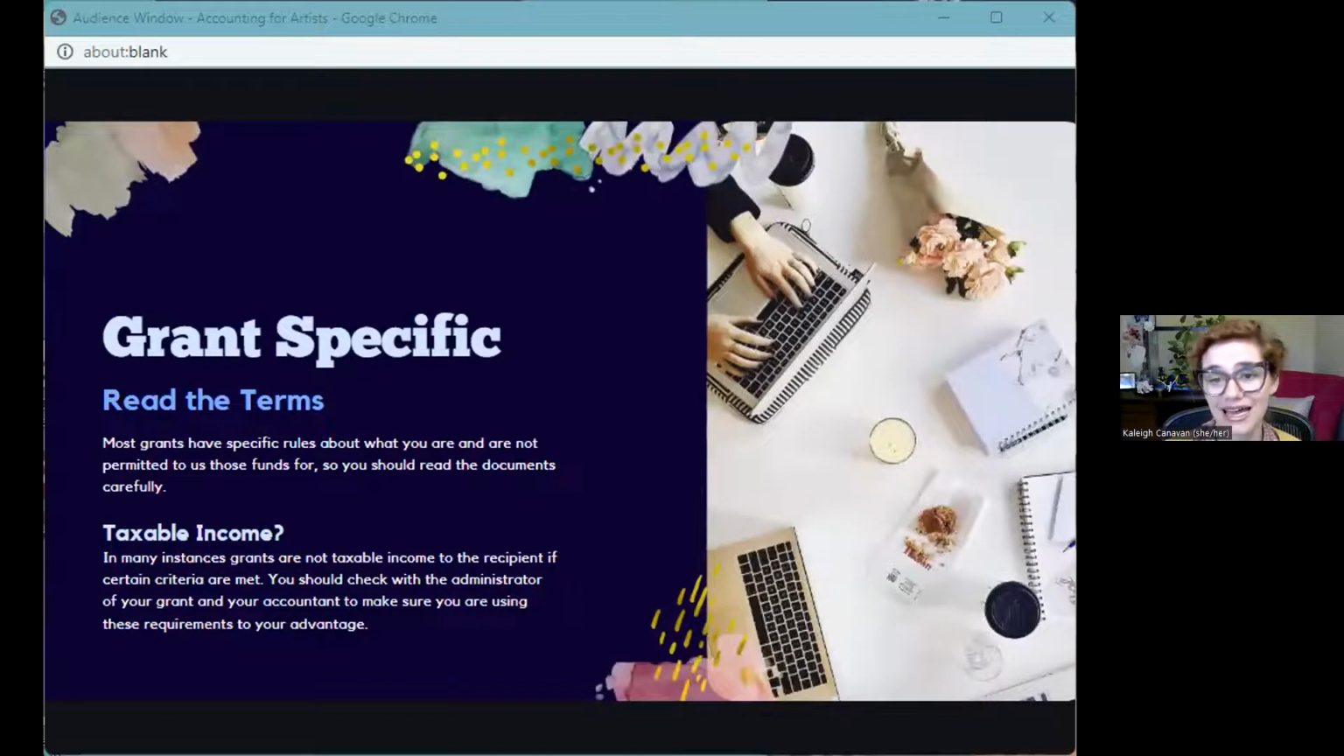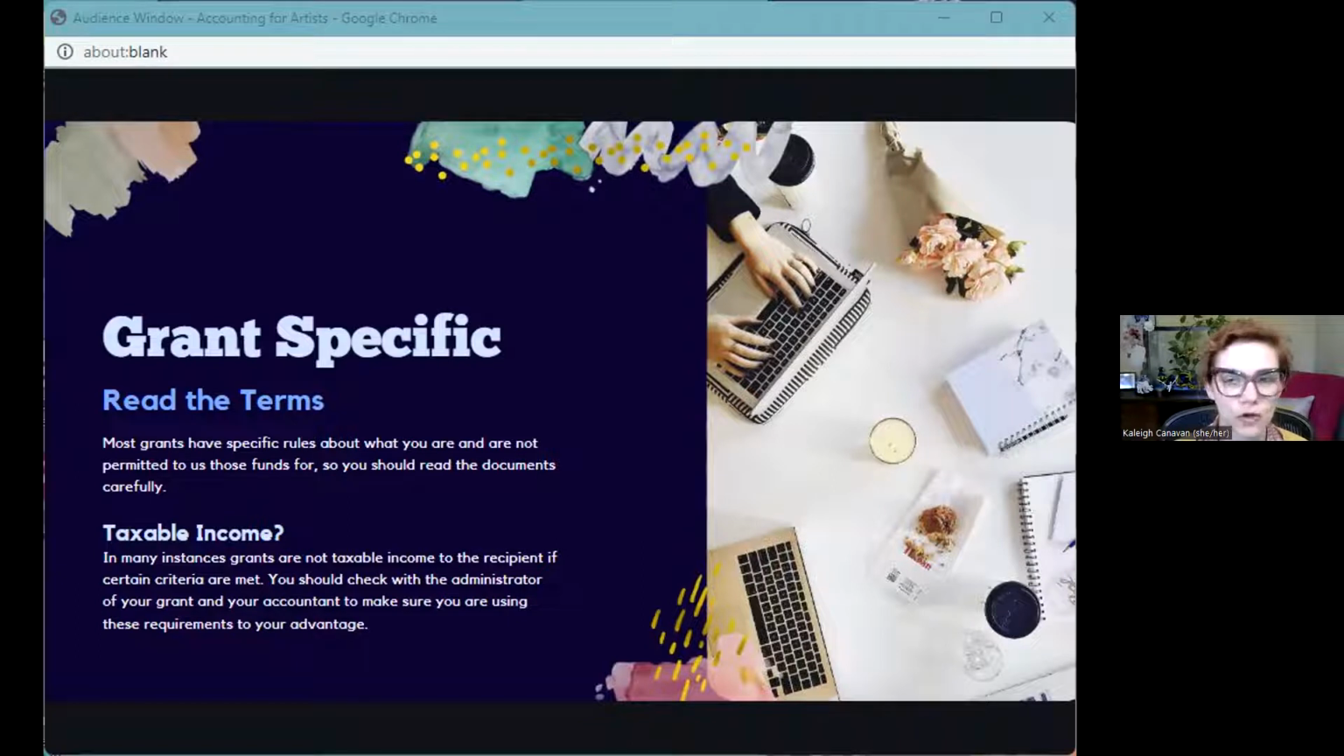Most of the time, there are terms within the grant documents that specify what you are and are not allowed to use those funds for. The other thing is to ask. A lot of times there's someone at the office that is administering the grant that can answer questions for you as to what you are and are not allowed to spend that money on. Sometimes you're allowed to pay your employees with it, but you're not allowed to pay yourself, or check with an accountant to see if they have any feedback for you on that.